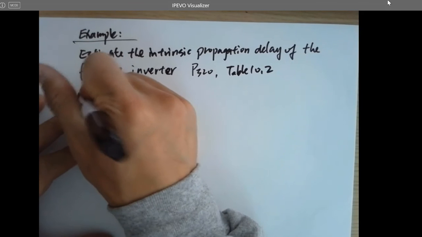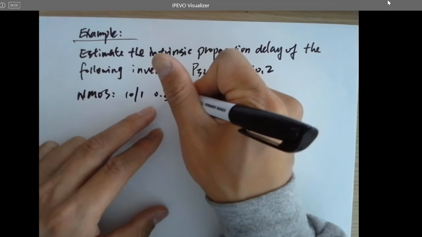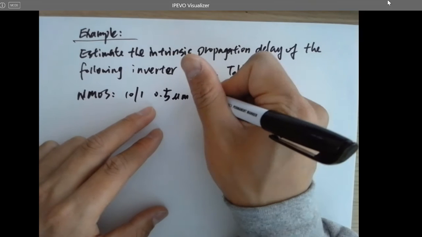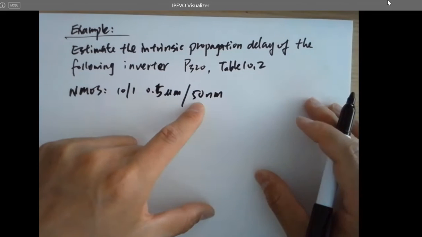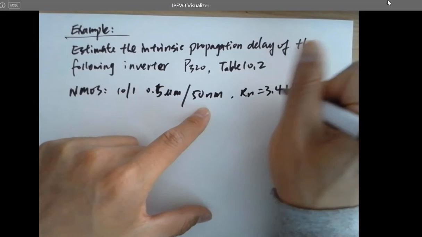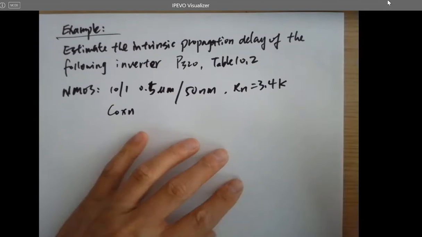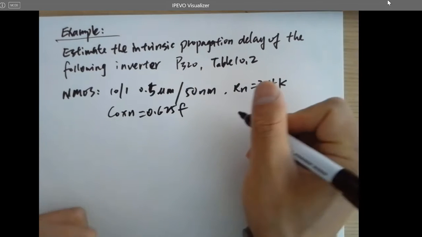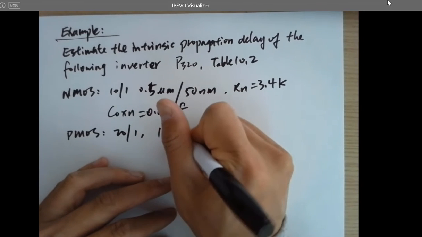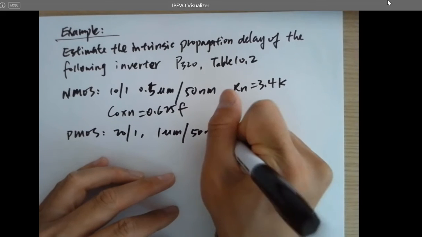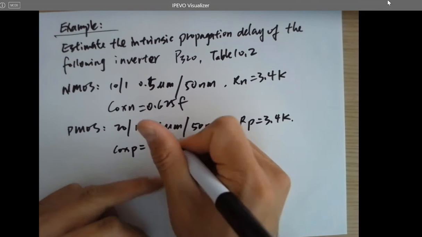So for NMOS, it's a 10 to 1 ratio, 0.5 micron by 50 nano. So you can tell this is using a 50 nanometer technology from the model. RN equals 3.4K, and Cox N is 0.625 femtofarads. For PMOS, it's a 20 to 1 ratio, and the physical size is 1 micron by 50 nano, RP is 3.4K, Cox P is 1.25 femtofarads.